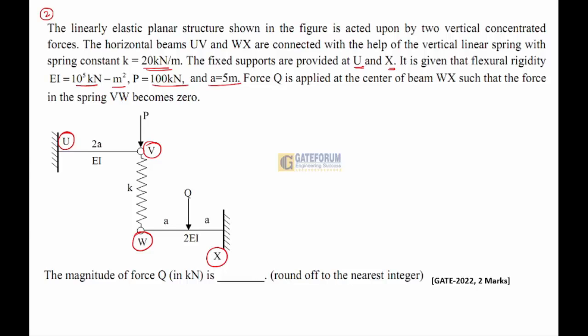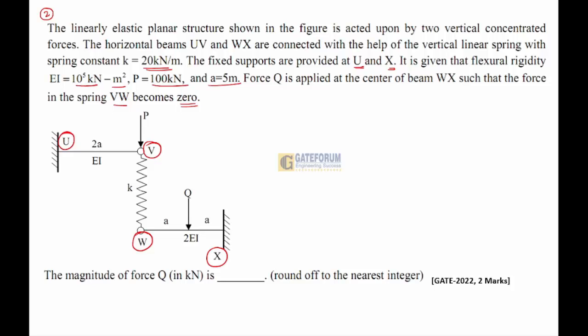Force Q is applied at the center of the beam WX such that the force of the spring VW is going to become 0. The magnitude of force Q in kilonewton is dash, rounded off to the nearest integer.